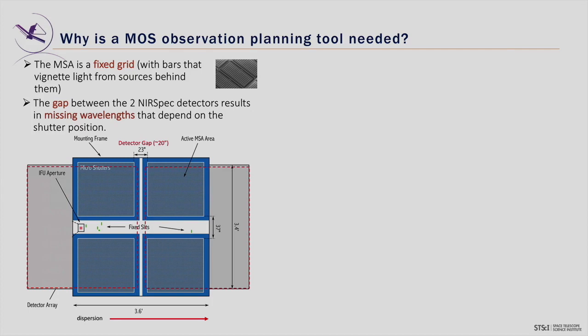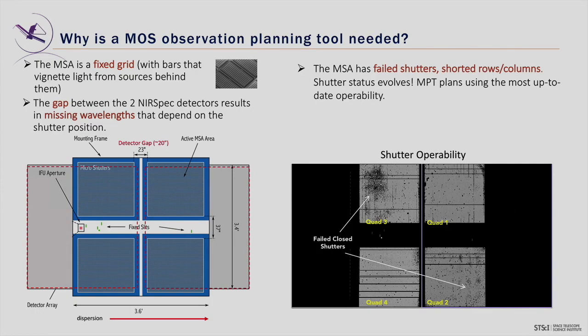Again, the MSA has failed shutters like any other device that we make. The failed shutters may be failed for different reasons, and there are also shorts between the rows and the columns that have to be avoided during planning, and the MSA Planning Tool will take care of that for you. The source positions also require knowledge of the optical distortions in the telescope and in the instrument, and velocity aberrations that are caused by the movement of the telescope with respect to the pointing that it's looking at. So we take all of that into account.